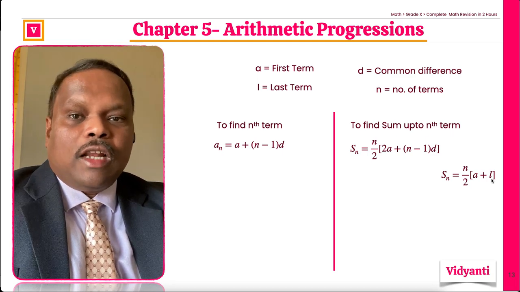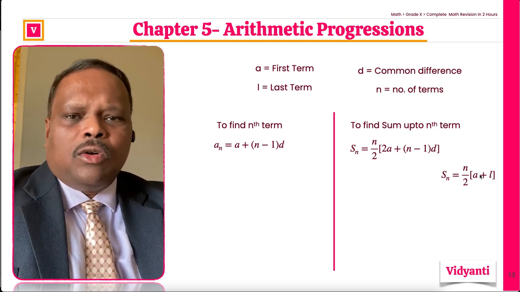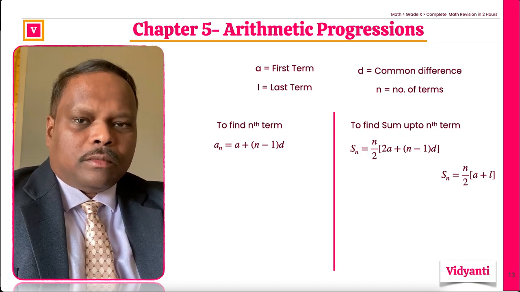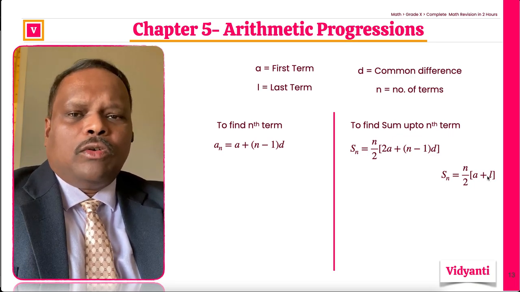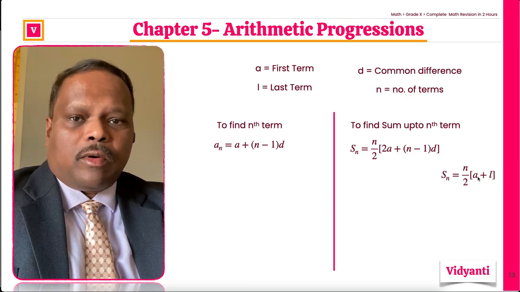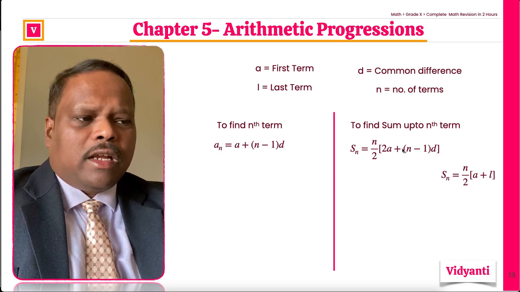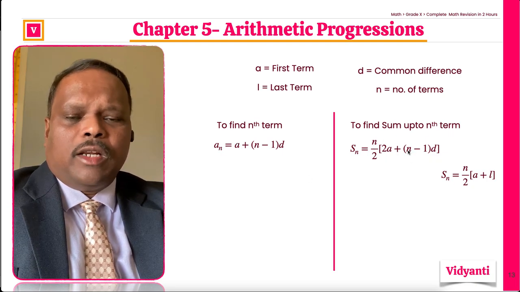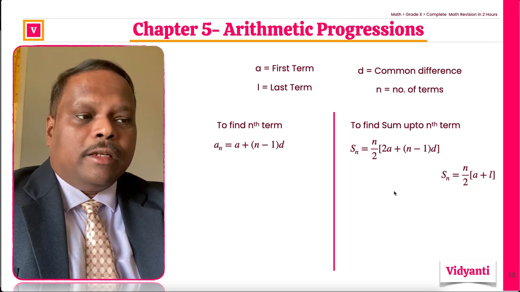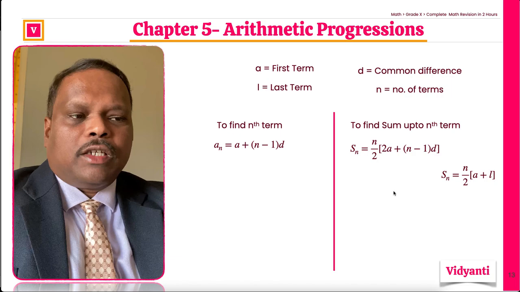Now, if you know the last term, you will most likely go for this formula because it is simple. If you do not know the last term, then you have two options. You can first find out the last term and then plug it into the simplified formula, or don't worry about the last term and directly use this formula, and that will automatically give you the sum up to nth term. So that should be your strategy for arithmetic progression.